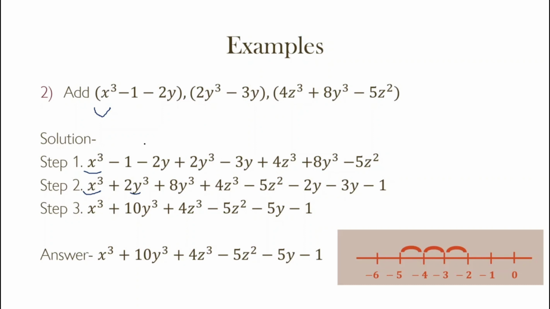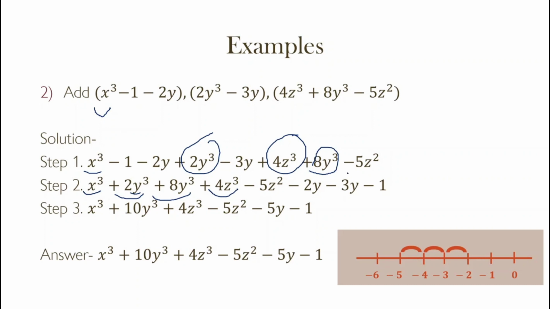So that's why after x cube, I'll go to 2y cube. So 2y cube I have written. Now, is there any like term to 2y cube? Yes, there is, which is 8y cube. So I'll write down plus 8y cube. I hope it's clear. Now, there is no more term with y cube. So next is z cube, 4z cube. Again, there is no other term in our question having z cube. So that's why the next term I'll be writing is 4z cube.